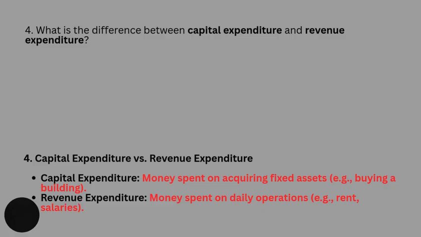Now let's dive into the difference between capital expenditure and revenue expenditure. First, capital expenditure refers to money spent on acquiring fixed assets. This includes significant purchases like a building or machinery that will benefit the company over a long period. In contrast, revenue expenditure relates to the day-to-day operation of the business, such as rent and salaries. These are essential for running the company but don't contribute to long term asset growth.